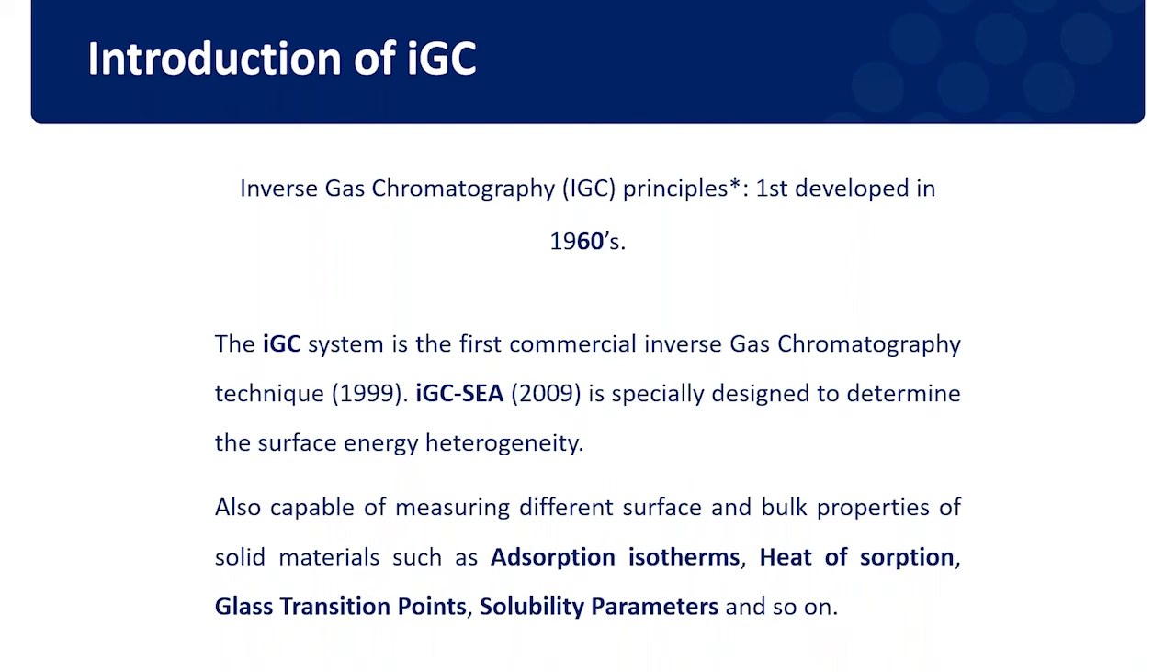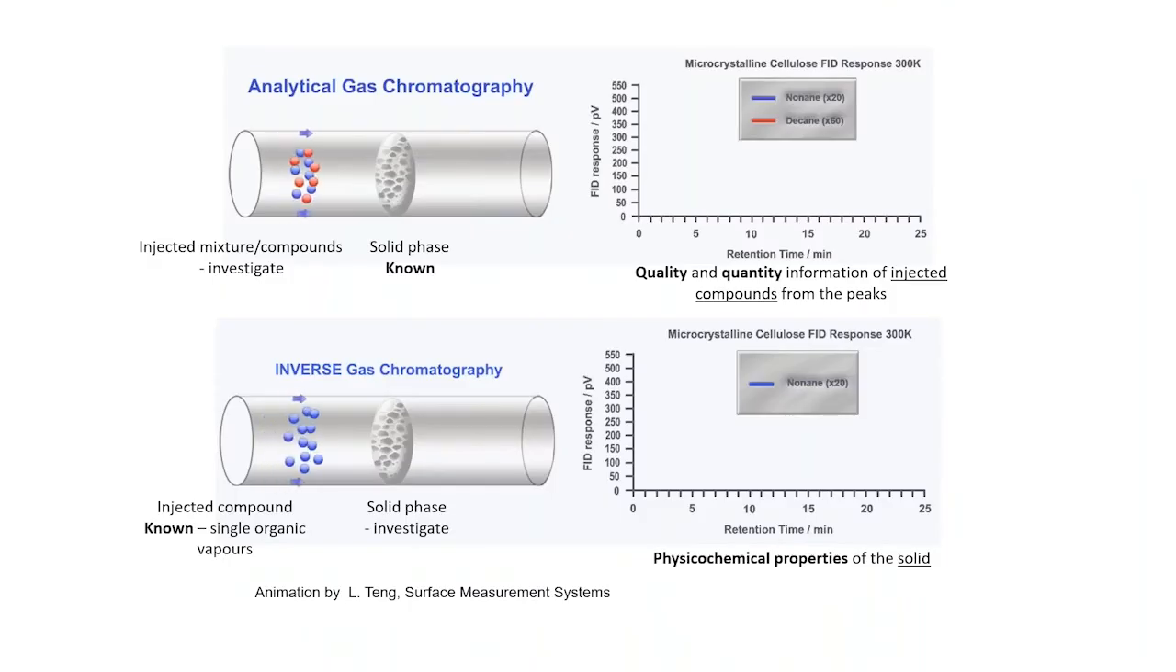and the IGC SEA, which stands for Surface Energy Analyzer, was released in 2009. It was the first specially designed piece of equipment to use this technique in order to evaluate the energy and the surface heterogeneity of a sample.